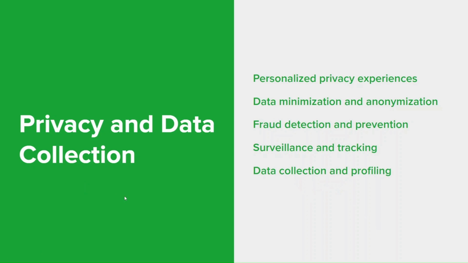AI can be used to collect large amounts of data about users, including their personal information, browsing history, and online interactions. This data can be used to build profiles of users and can be used for a variety of purposes. And AI algorithms can be biased, which can lead to unfair or discriminatory treatment of users. For example, an AI algorithm that is used to make hiring decisions could be biased against certain groups of people.